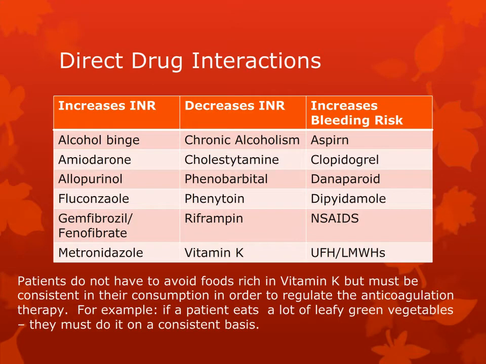Drug interactions. The table below shows medications that affect a patient's INR: increases in INR, decreases in INR, and increases in bleeding risk. Patients do not have to avoid foods rich in vitamin K, but must be consistent in their consumption in order to regulate the anticoagulation therapy. For example, if a patient eats a lot of leafy green vegetables, they must do it on a consistent basis.